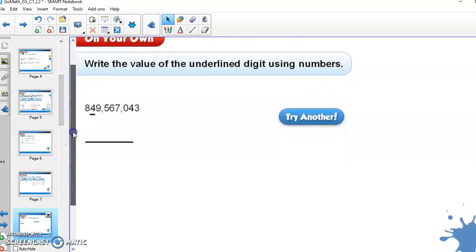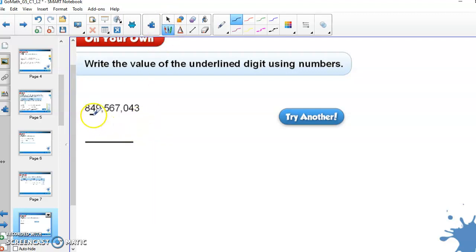So we have some examples here. When you are on page 15, moving back to numbers 1 through 8, the directions tell you to write the value of the underlined digit. All right, so here's an example where I need to write the value of the underlined digit. The underlined digit is a 4, and I need to ask myself, what place value is that 4 in? So I'm going to start over here.